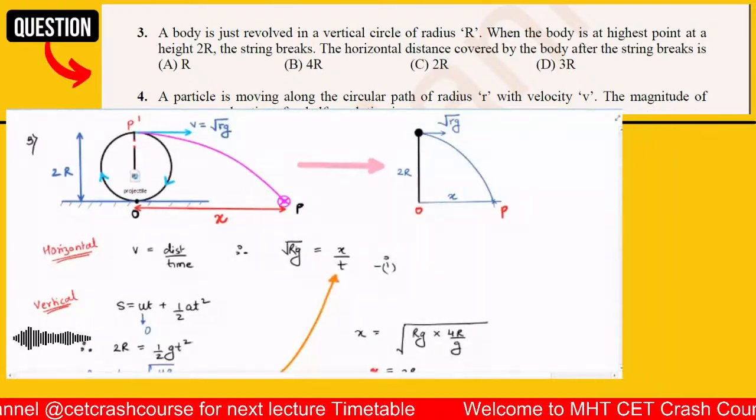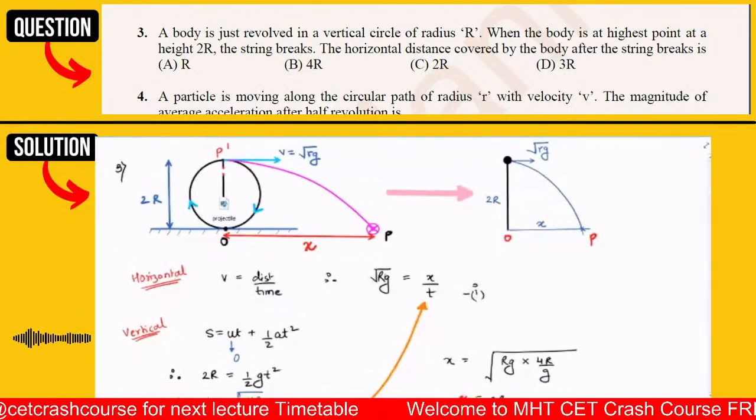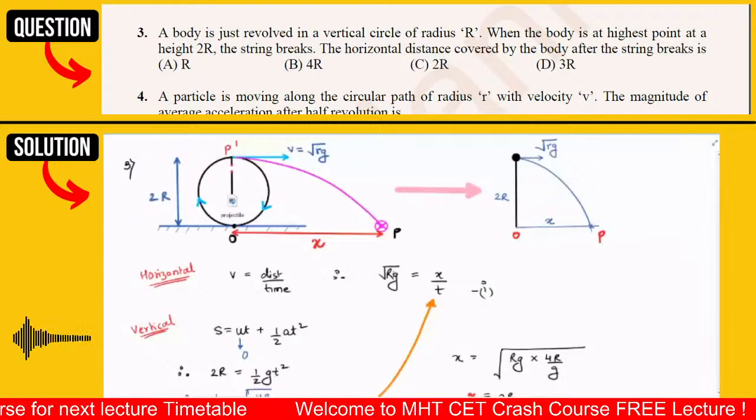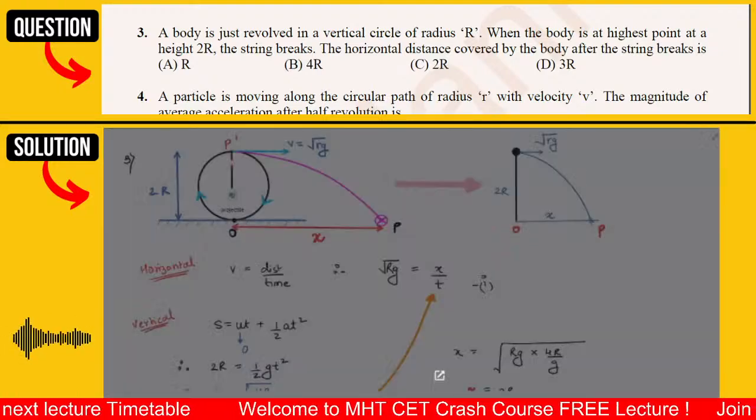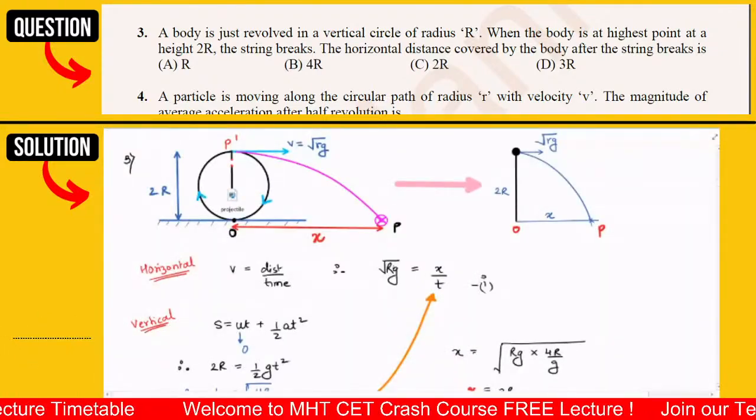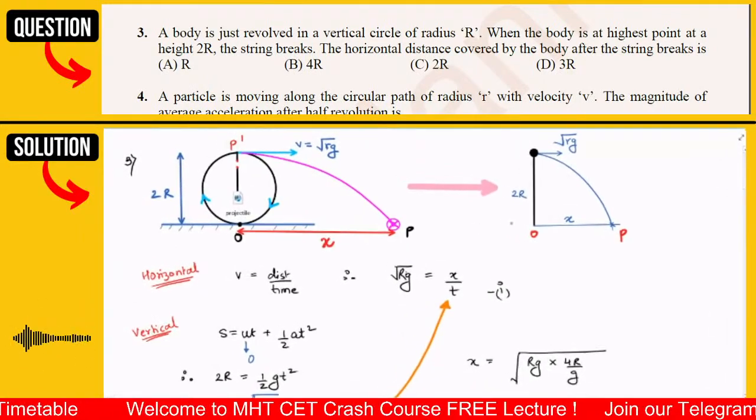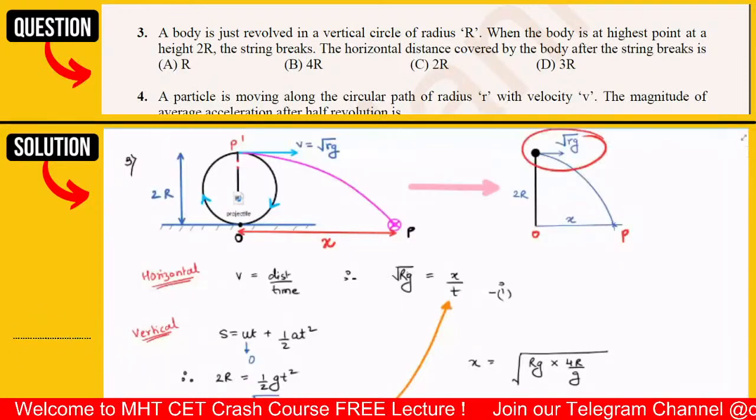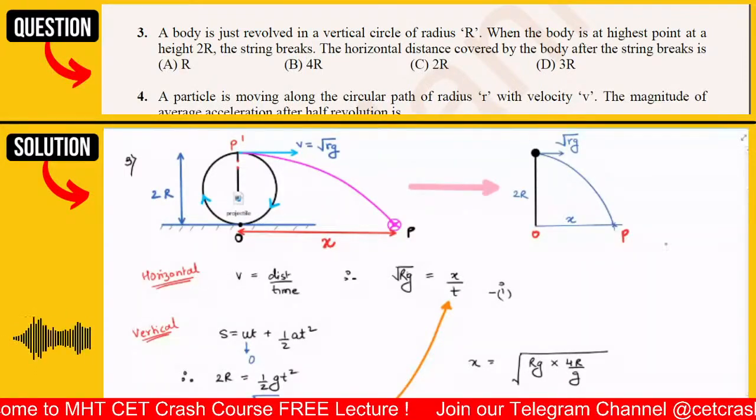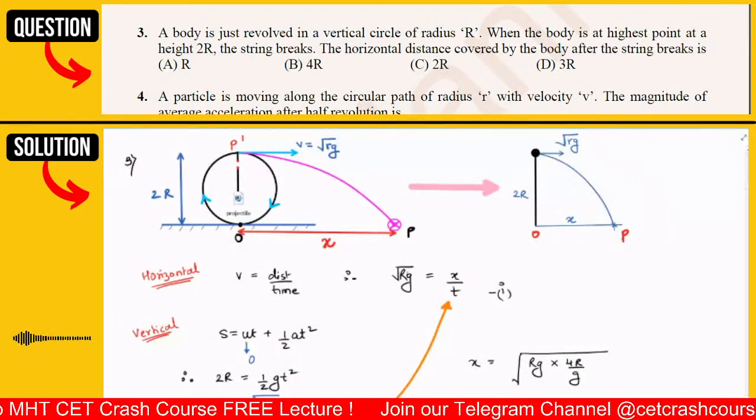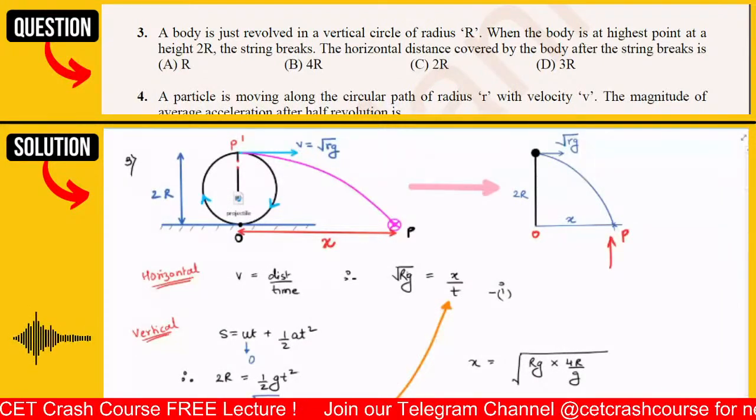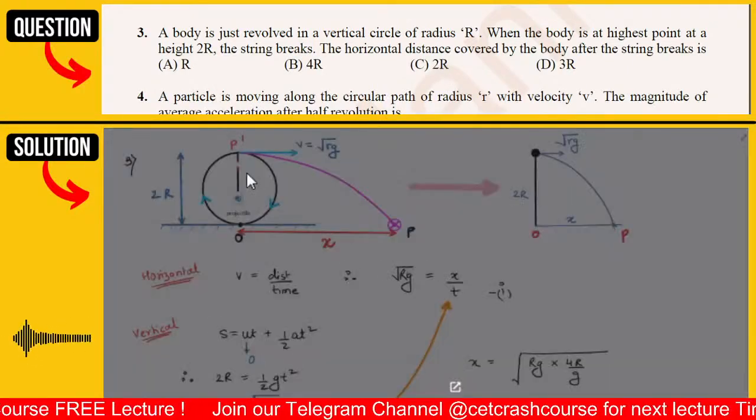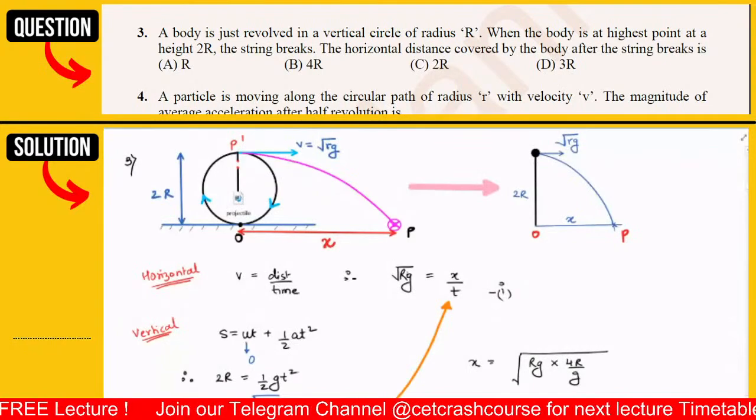Now if this looks more complicated, I have drawn a simpler diagram here also. I have tried to give you the solution in the simplest way possible. So this is the easiest diagram to understand. At the highest point, the particle has a velocity root rg. It follows a parabolic trajectory to reach this point P, and the distance of O to P is x, which we have to calculate.